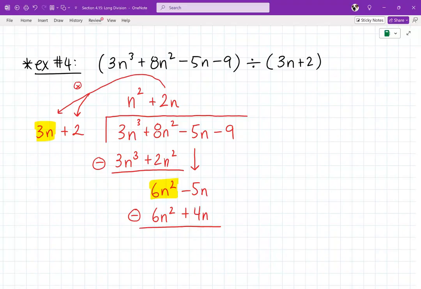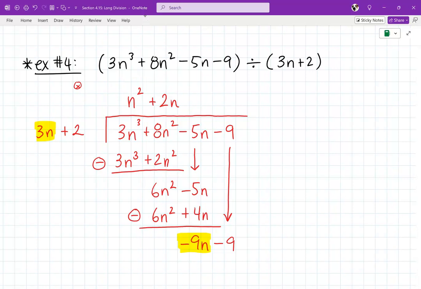Now the next terms, negative 5n minus 4n, negative 9n. And I'm going to drop this last piece, minus 9. Now let me erase the little highlighted area up here, because now I'm focusing on the first terms for this last repetition.